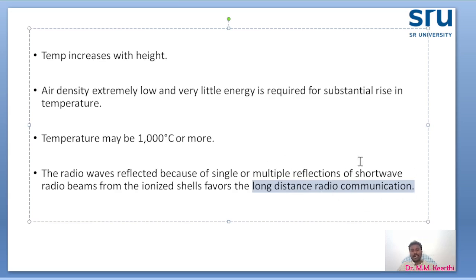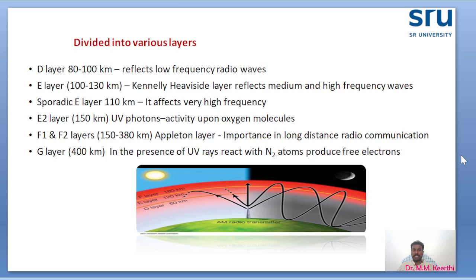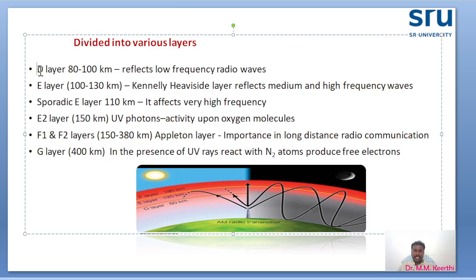The short wave radio beams from the ionized cells also favor long distance radio communication in this layer. Based on this radio communication, it is again divided into different layers. Around 6 layers are there. One is the D layer, around 80 to 100 kilometers. In this layer, the low frequency radio waves will be reflected.